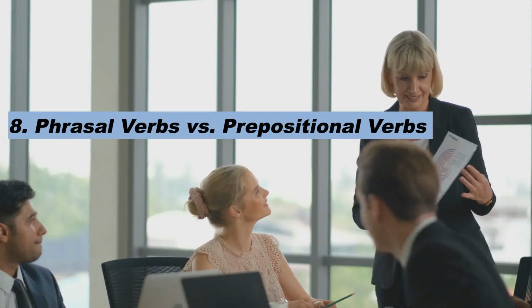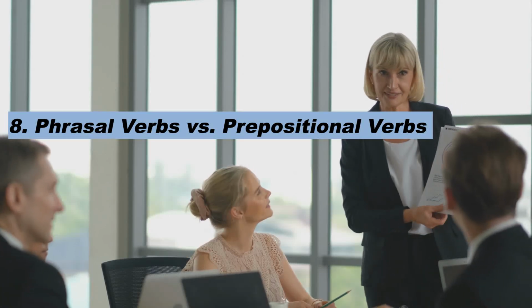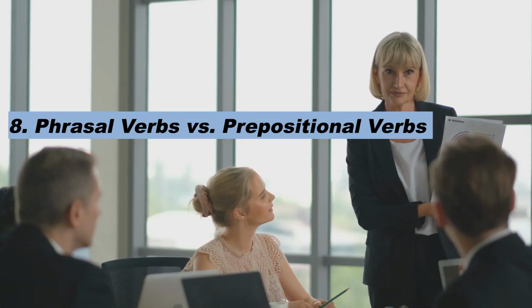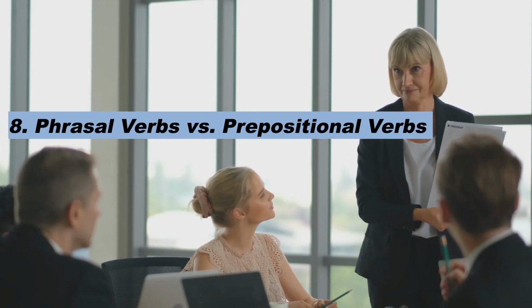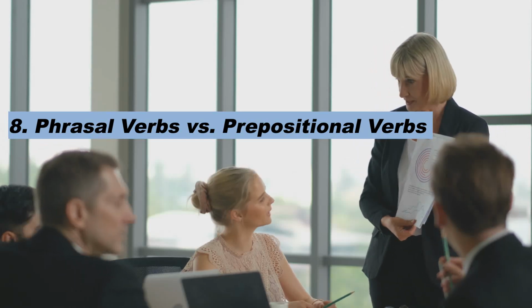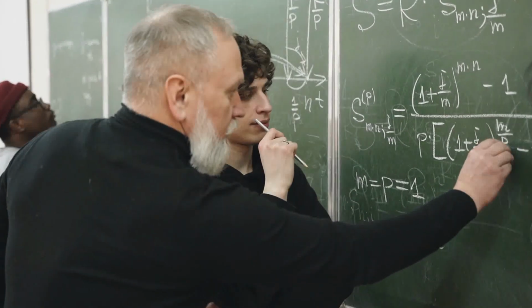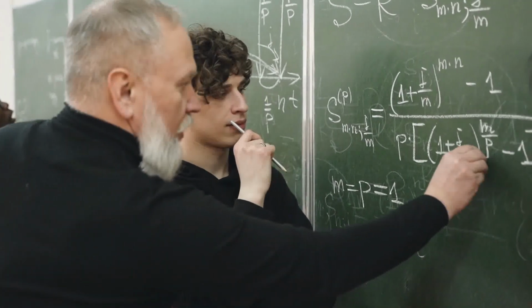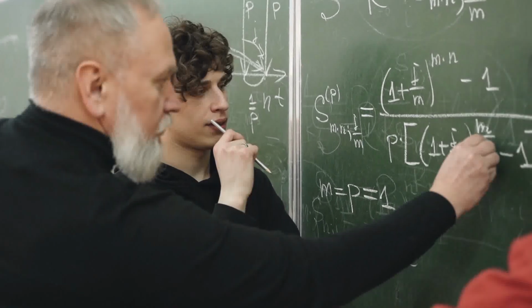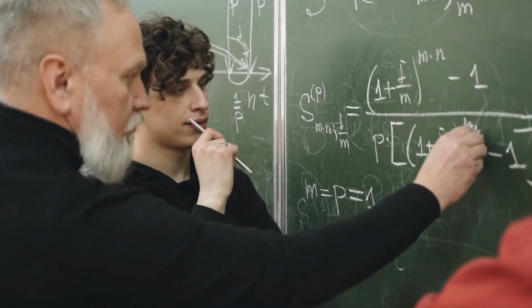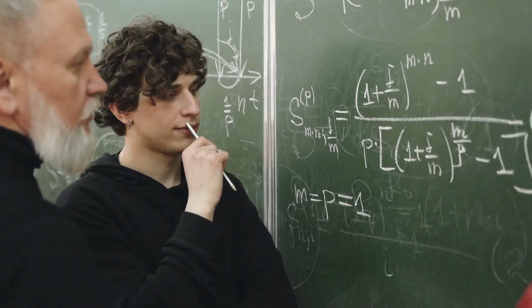8. Phrasal verbs versus prepositional verbs. It's crucial to differentiate between phrasal verbs and prepositional verbs. While both involve a verb and a preposition, their meanings and structures differ. In prepositional verbs, the preposition is fixed and does not change the verb's meaning. For instance, listen to is a prepositional verb. In contrast, phrasal verbs are more flexible, often having idiomatic or context-dependent meanings, as discussed earlier.